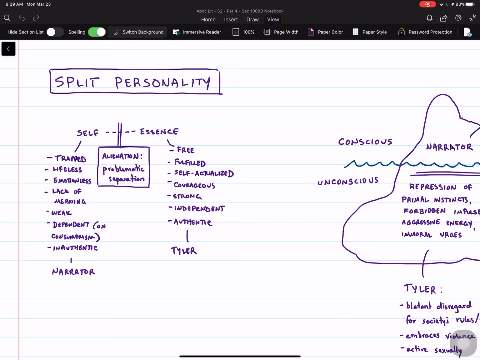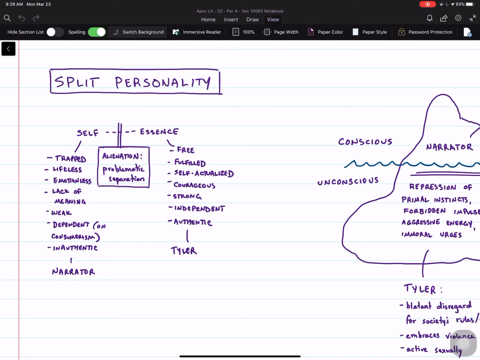And then on the right, if we were to start charting out what the key attributes of Tyler are, we can see right away that Tyler embodies the opposite attributes. Tyler is free. Tyler is fulfilled. Tyler seems self-actualized. He seems to be spouting ideology that is true to his own life. He is courageous. He is strong. He is independent. And he is authentic. And so that could be one way of understanding it.